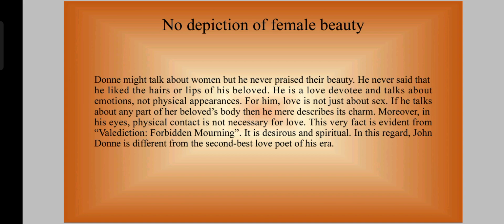For him, love is not just about sex. If he talks about any part of his beloved's body, then he merely describes its charm. Moreover, in his eyes, physical contact is not necessary for love. This very fact is evident from Valediction, Forbidden Mourning. It is desirous and spiritual. In this regard, John Donne is different from the second best love poet of his era.